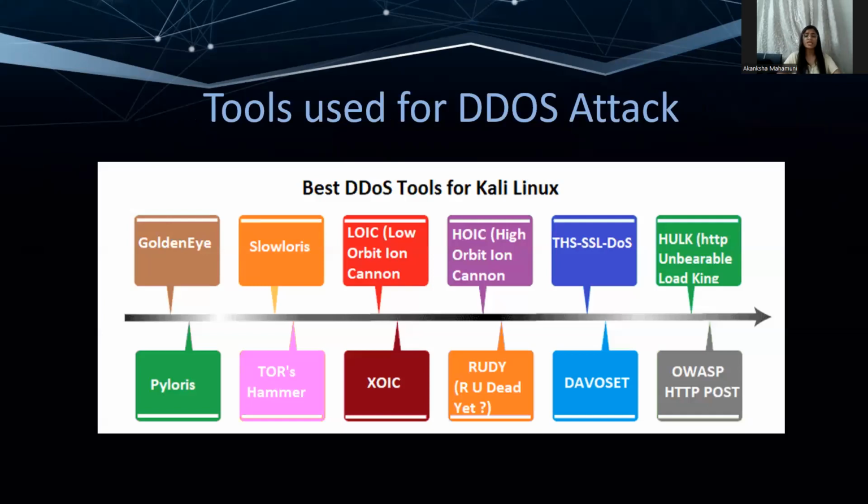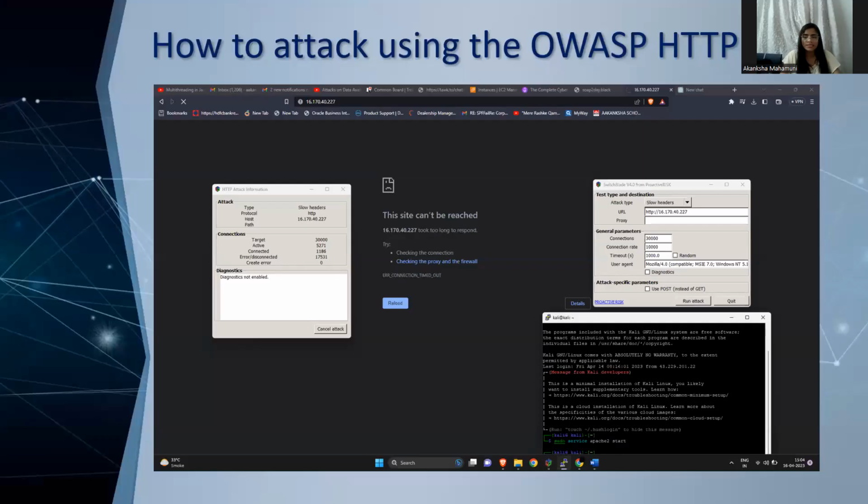There are several tools which can be used to perform this kind of attack. These are the best DDoS tools for Kali Linux: GoldenEye, Pyloris, XOIC, HULK, and the OWASP HTTP POST, which I'll be using. This is the demonstration: how to attack using the OWASP HTTP DOS.